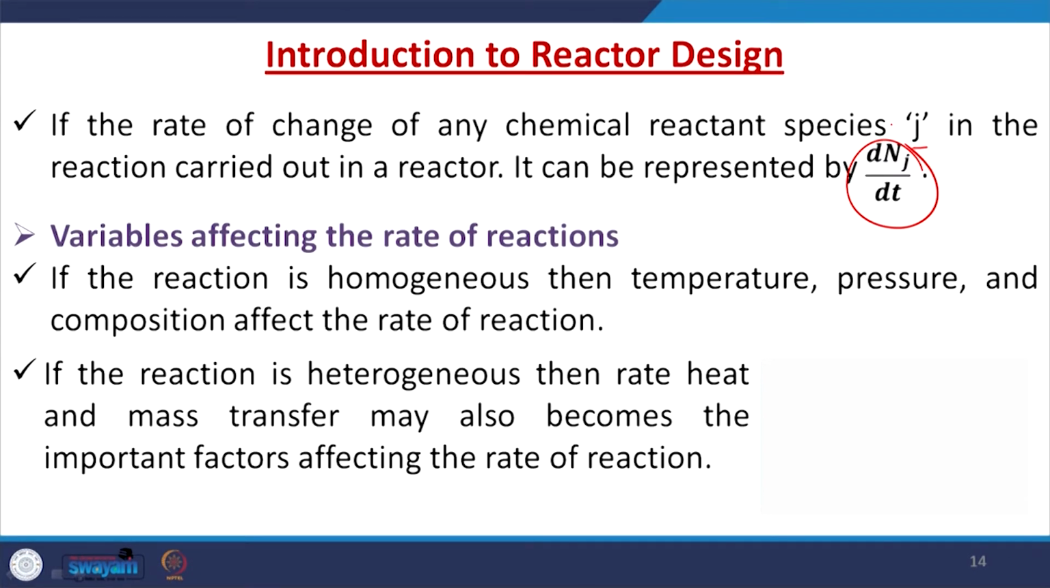Here t is time. Now you may ask one question: what are the different variables affecting the rate of a reaction? If the reaction is homogeneous, then temperature, pressure and composition affect the rate of a reaction. If the reaction is heterogeneous, then heat transfer and mass transfer may also become important factors affecting the rate of a reaction. So these two things must be kept in mind while designing the reactor in relation to the rate of a reaction.